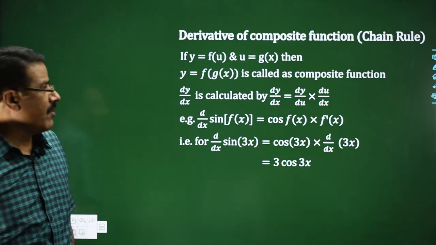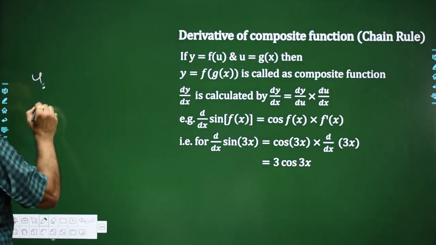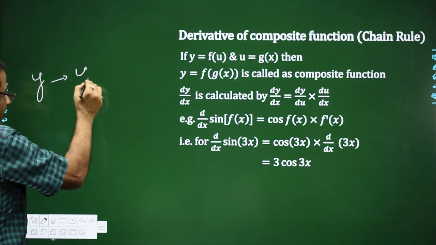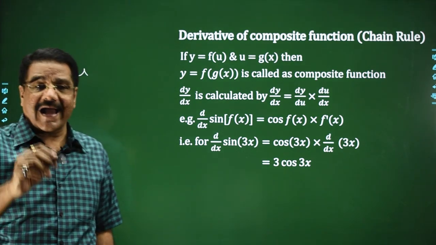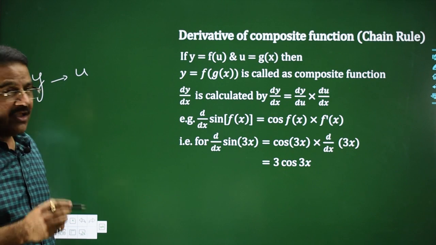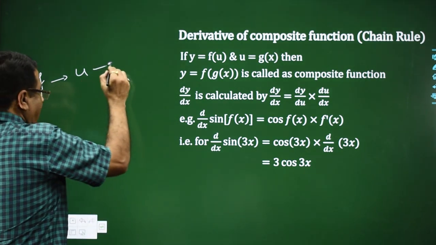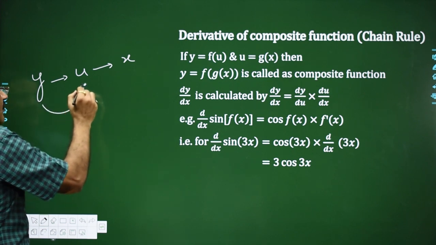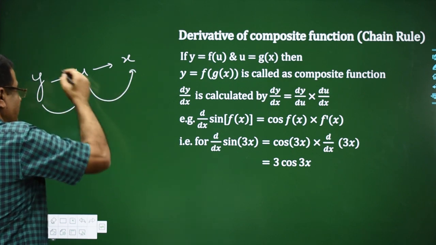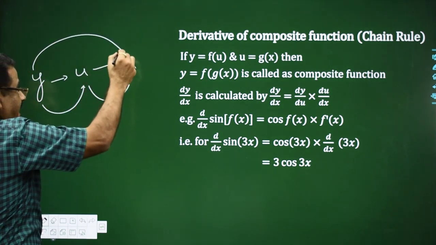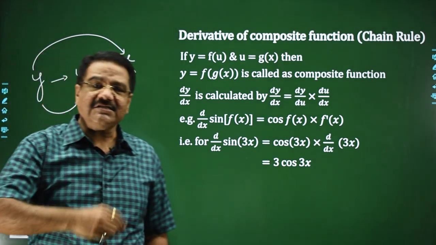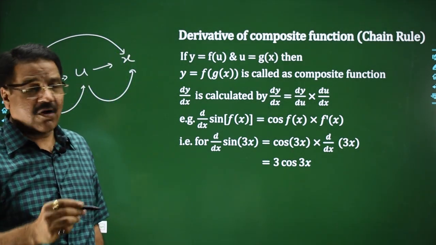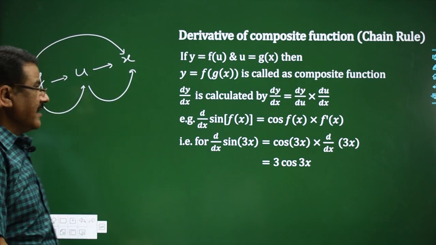What is the meaning of composite function? Here, if y is a function of u, I am writing it down with the help of an arrow diagram, this is called an arrow diagram, y is a function of u and u is a function of x. So, y is a function of u, u is a function of x, so naturally y is a function of x. This type of relation is called a composite relationship.